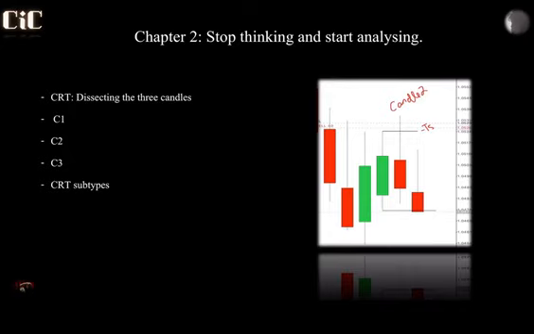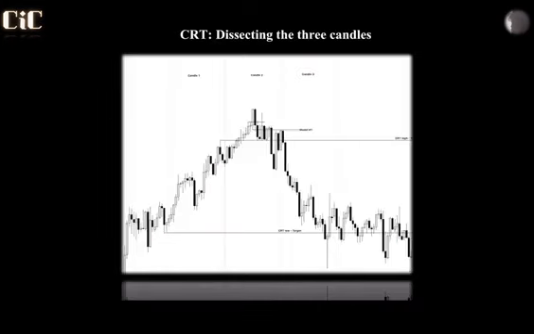Dissecting the three candles, C1, C2, C3, and CRT subtypes. Candle 1, candle 2, candle 3. This is the shape of an ideal CRT trade. Alright?